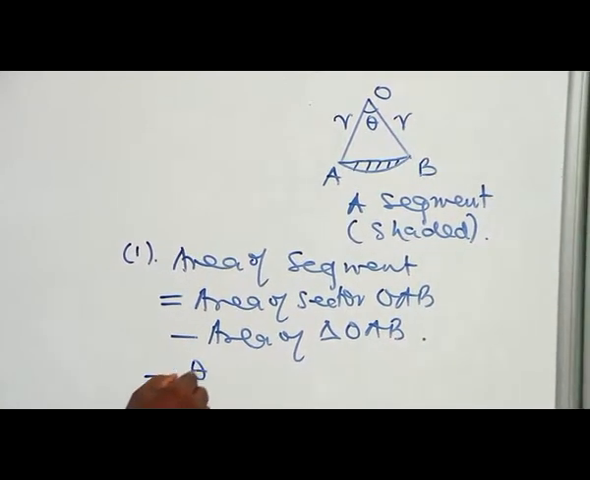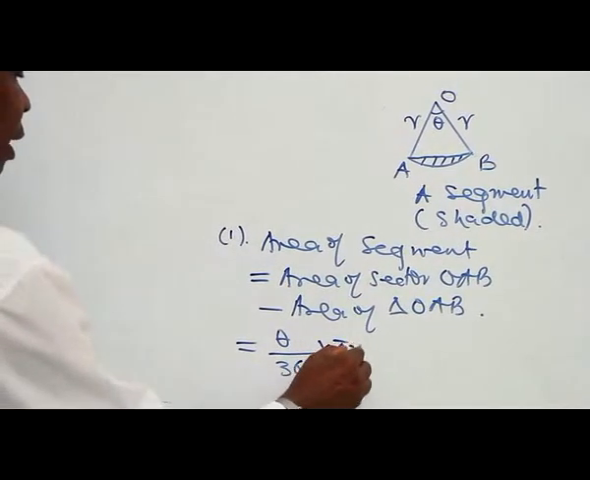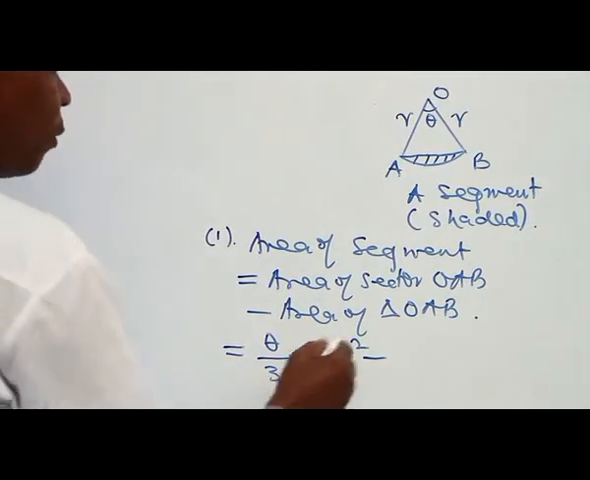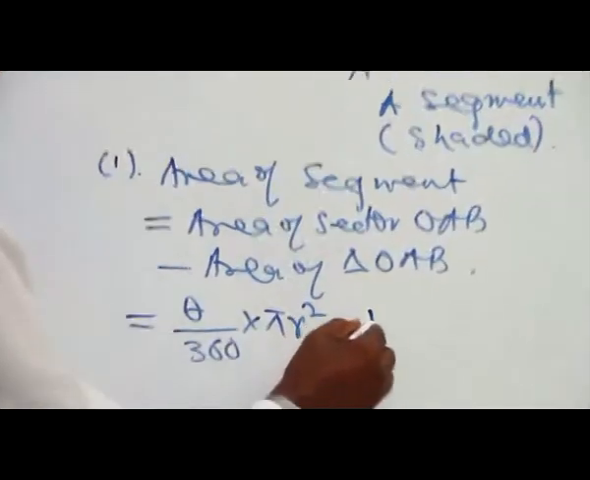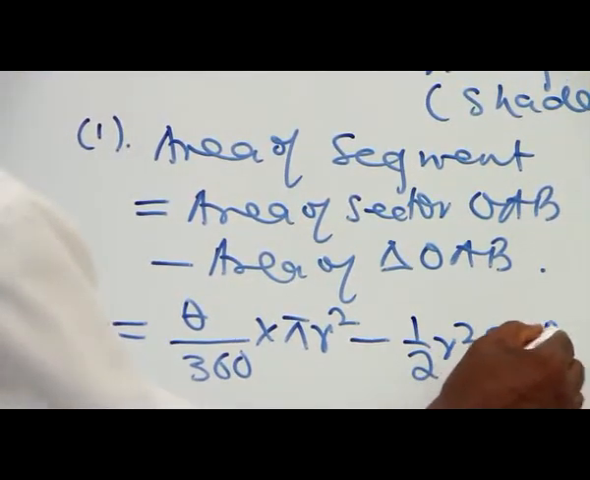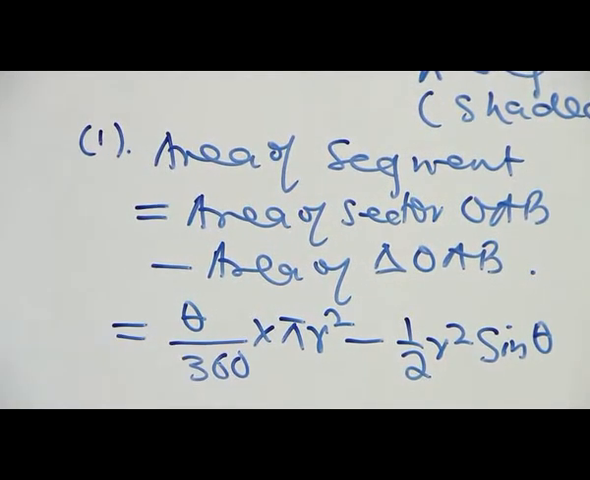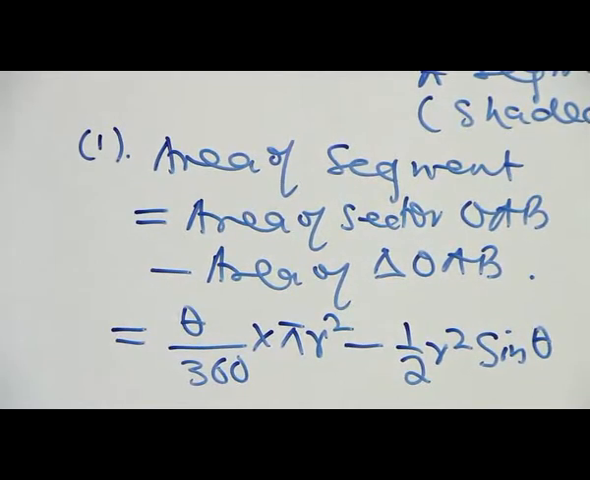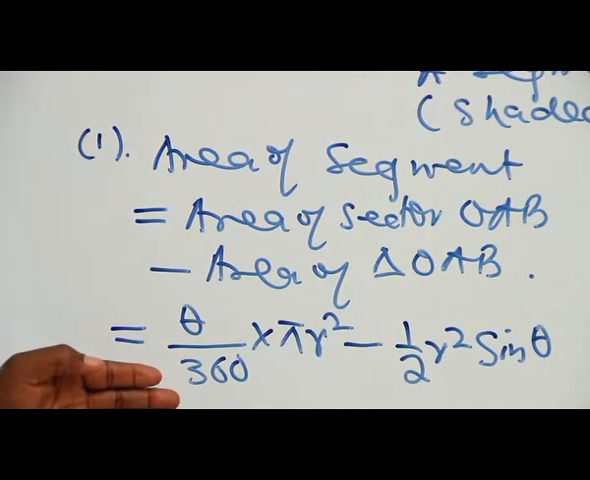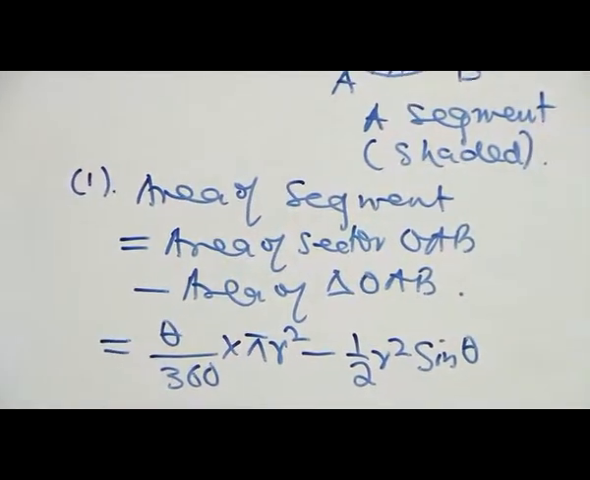Now, what is the area of the sector? We already got that as theta over 360 degrees times pi r squared. And what is the area of the triangle OAB? We use the formula which says half r squared, the sine of the angle at the center, subtended at the center of that circle. So this formula will give us the area of the shaded portion called the segment in this case.